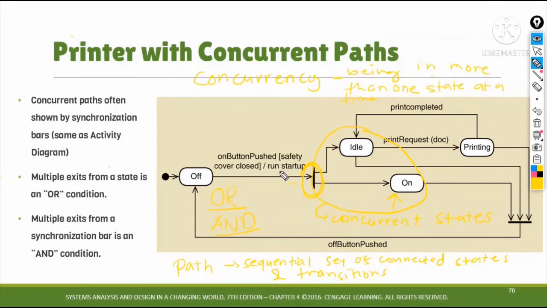This is what we mentioned a while ago, an OR state. It cannot be both. It could be idle when it does nothing, it doesn't print anything, or it can be printing. It cannot be both. Cannot say that it doesn't print and it is also printing. It's only one state at a time.